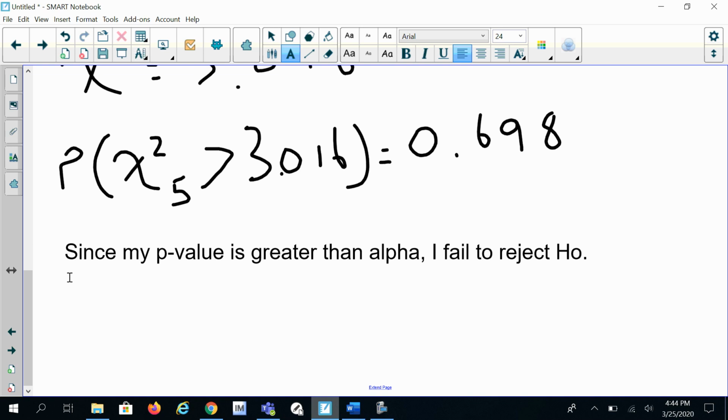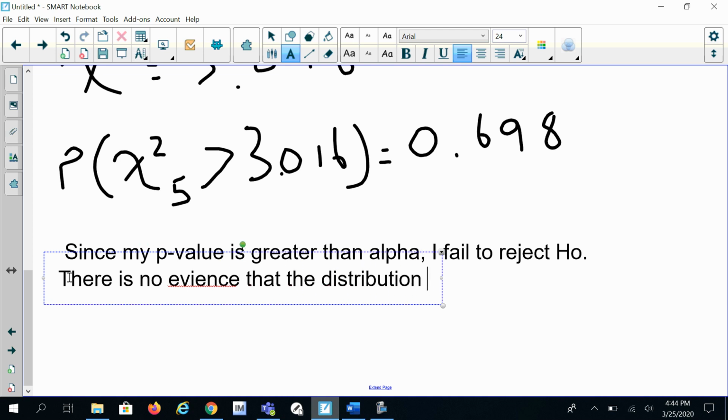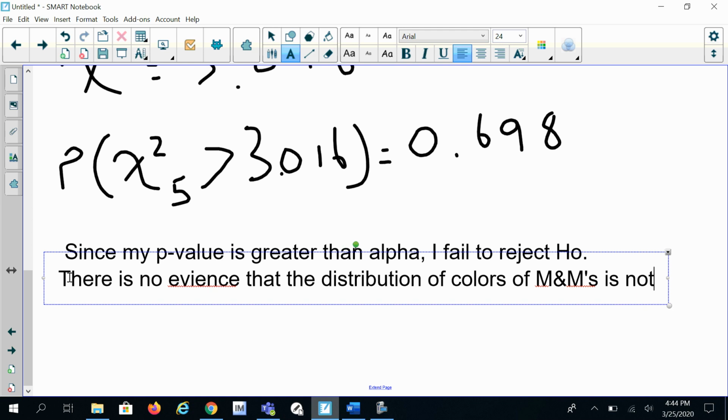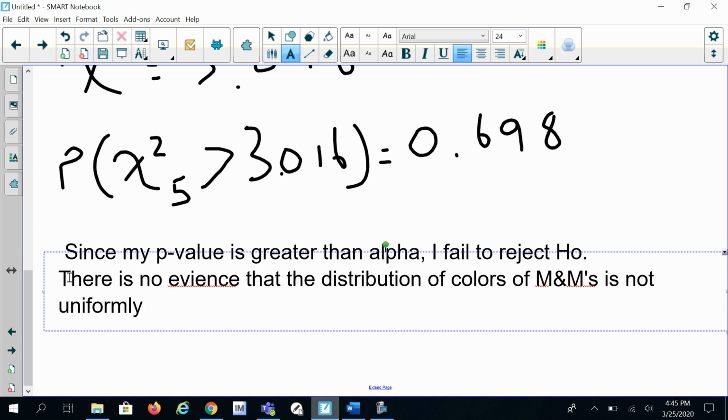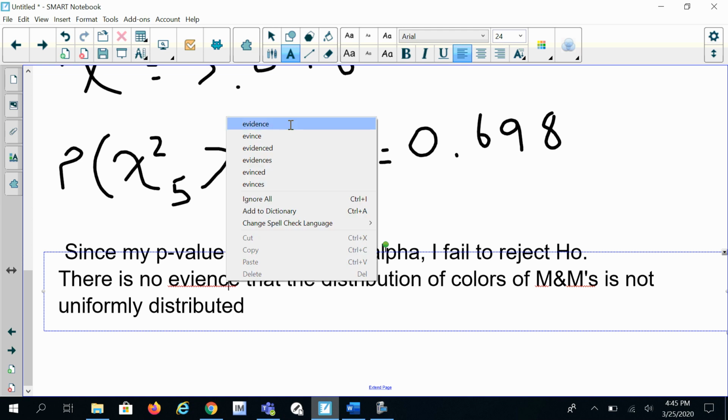I'm sorry, the next spot. There is no evidence that the distribution of colors of M&Ms is, once again, not, because HA is not, uniformly distributed. There it is.